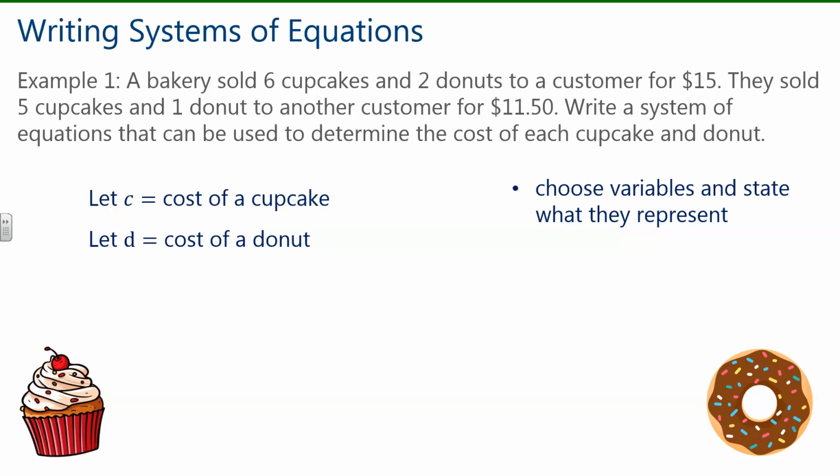So now to set up my system, I see that the bakery sold 6 cupcakes. So that would be 6 times C. And they also bought 2 donuts. So we can add on to that 2D. And that was a total of $15. So that could be the first equation in our system. Now another customer bought 5 cupcakes, so 5C, and 1 donut, so plus 1D, for a total of $11.50. So this is a system of equations that you can use to help you determine the cost of each cupcake and donut.